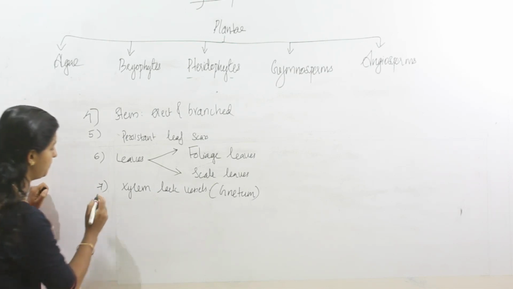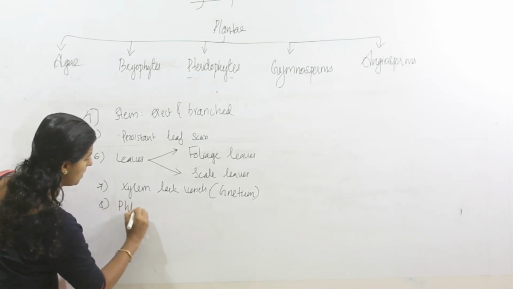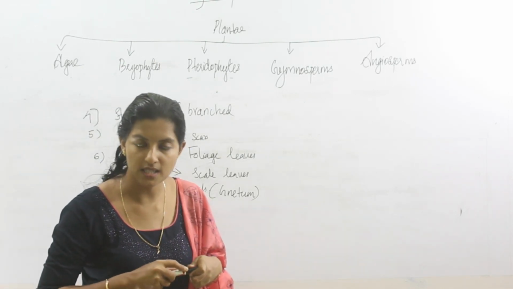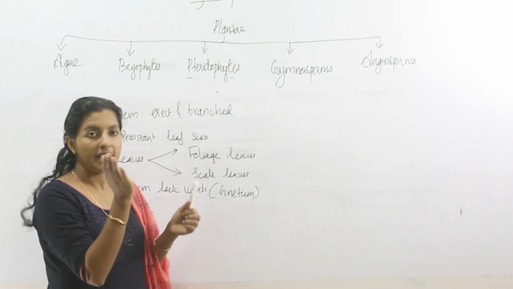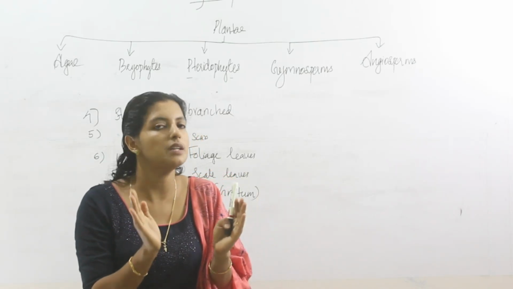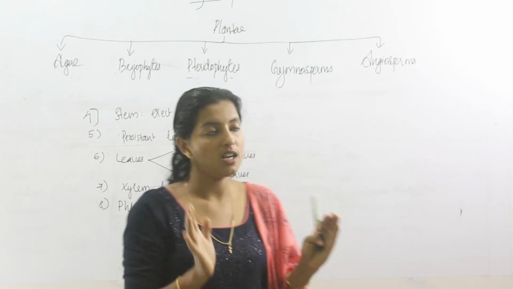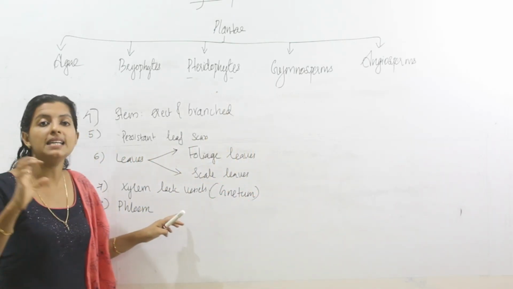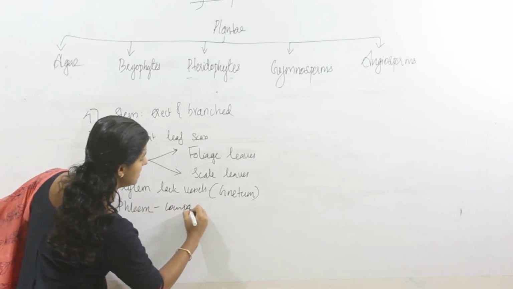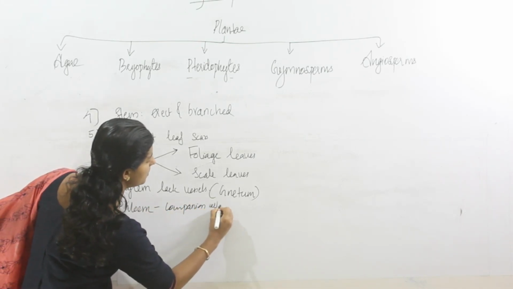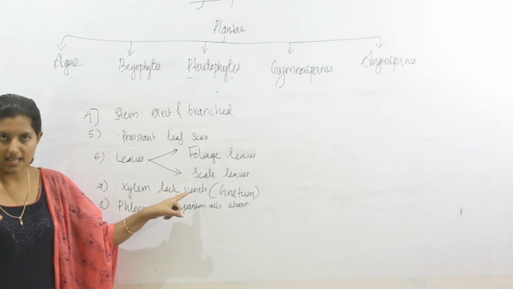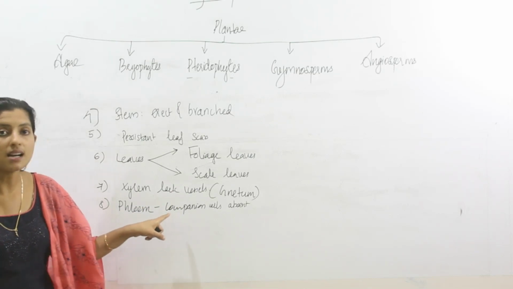Then comes the phloem. Like in the case of xylem, phloem also possesses four different elements, and in angiosperms, along with the sieve tube, companion cells are also present, and both of them are collectively called sieve elements. But in the phloem of gymnosperms, companion cells are absent. So xylem vessels are absent, and phloem companion cells are absent.